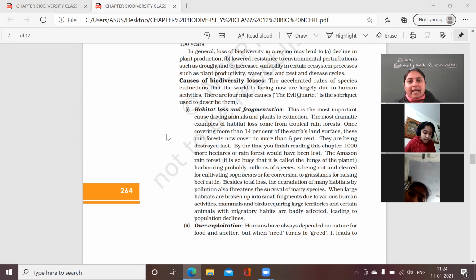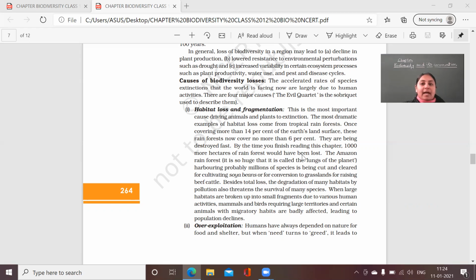fragmentation. ठीक है, habitat loss and fragmentation, as the name itself indicates, is when there is a loss of habitat for some species, whether it may be plant species or animal species. ठीक है, तो कहते हैं कि इसमें हम ये कह सकते हैं कि अगर किसी भी स्पीशीज का हैबिटेट लॉस हो जाता है, तो there is a critical situation that is happening for that species.